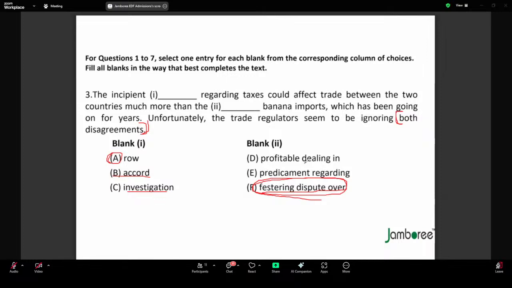Predicament we've done multiple times. A lot of people choose investigation, but the clue says both are disagreements, so I can't choose investigation. Otherwise, if this wasn't there, with incipient meaning about to happen, investigation could also work. But because both are disagreements, I have to choose disagreement only. Rao and festering dispute. Festering, remember, is something rotten, and it says the dispute is festering, that means it's been going on for a long time and nobody is doing anything to fix it.